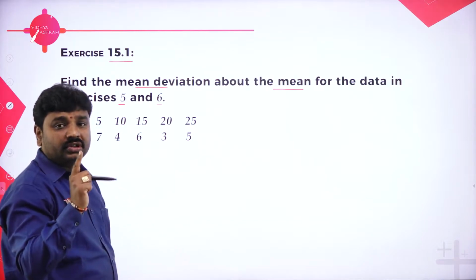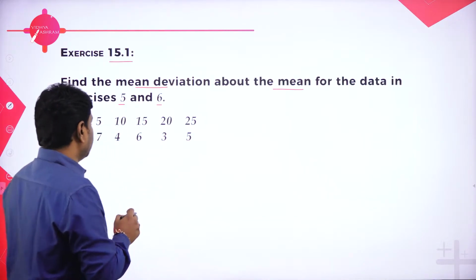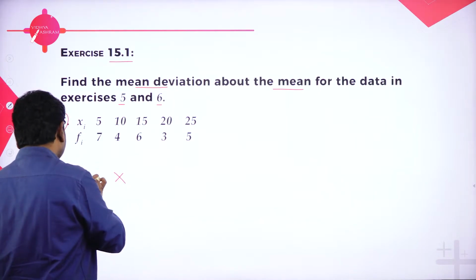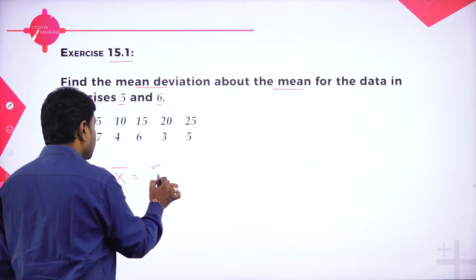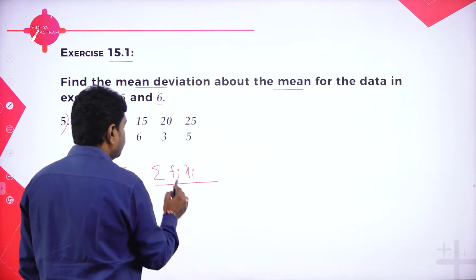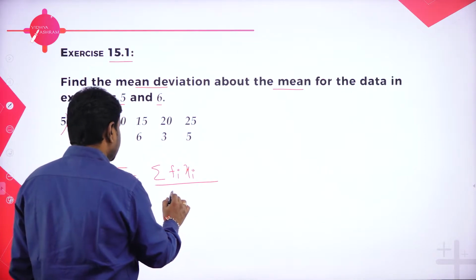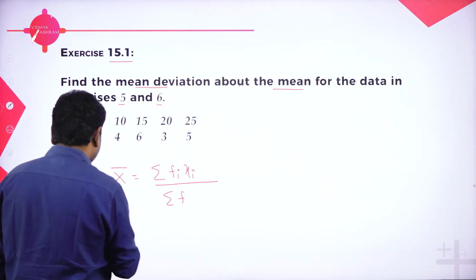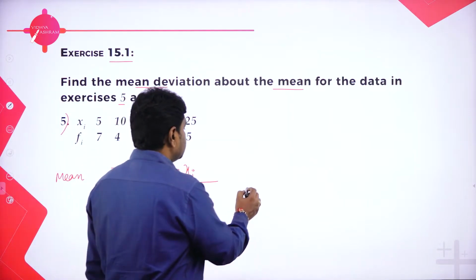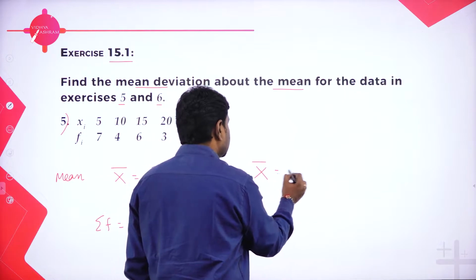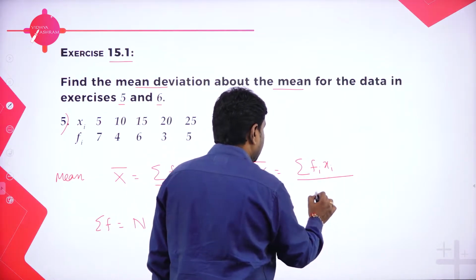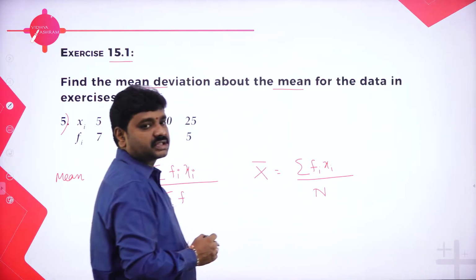So first you should know the formula. For grouped data, first you should find the mean. How to calculate mean? We say x bar is sigma fi xi, means the sum of all the values of the product of f and x, divided by sigma f. Sigma f, dear students, we can also call it capital N. So this is the formula we use to calculate mean. Mean is sigma fi xi divided by capital N. N means the sum of the frequencies.